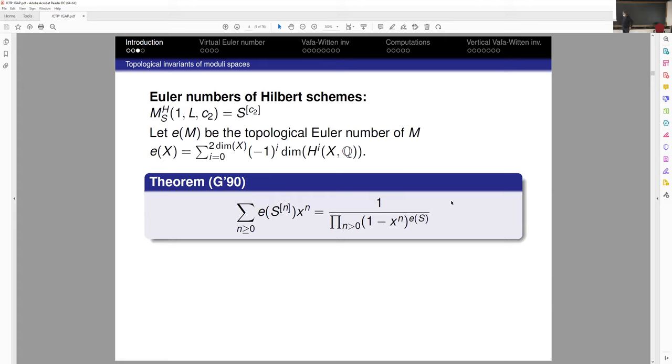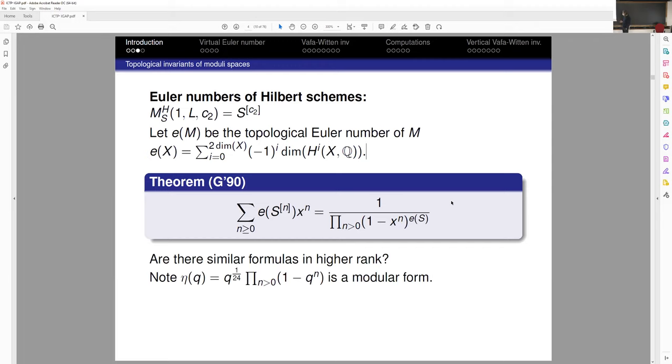So we can make a generating function for these Euler numbers. We compute the Euler number of the Hilbert scheme of n points, and take the sum for all n bigger than zero of that number times x to the n. And then this is given by this simple generating function: the product over all n bigger than zero of 1 minus x to the n, to the power of the Euler number of S. In particular, we see that the Euler number of the Hilbert scheme depends only on the Euler number of S, and also that there's this very compact formula which gives them all at once.